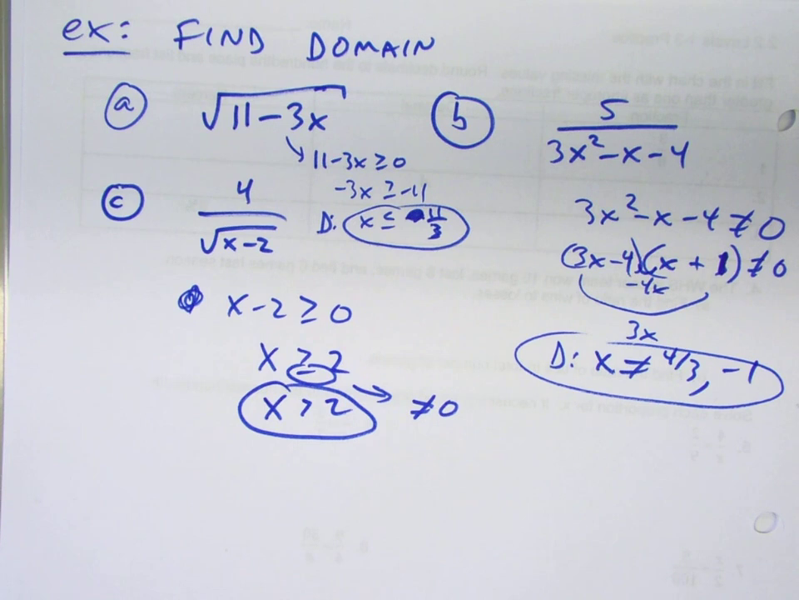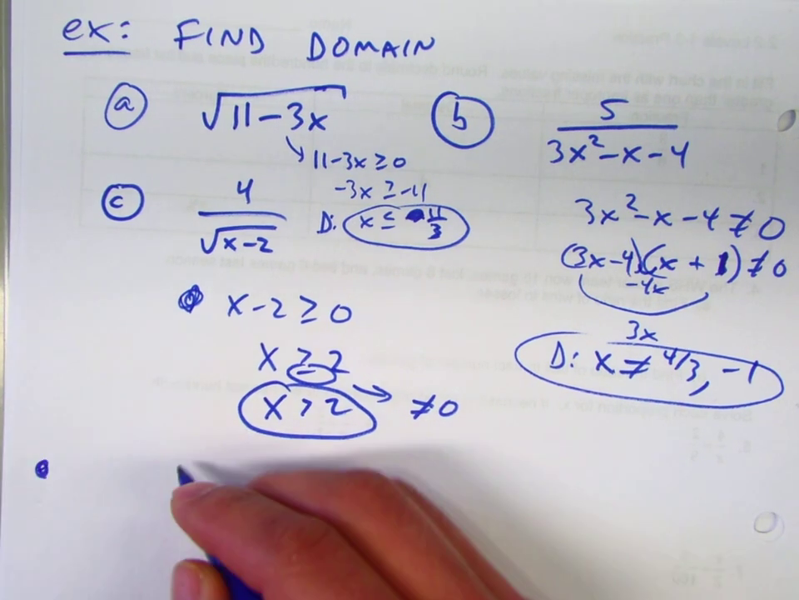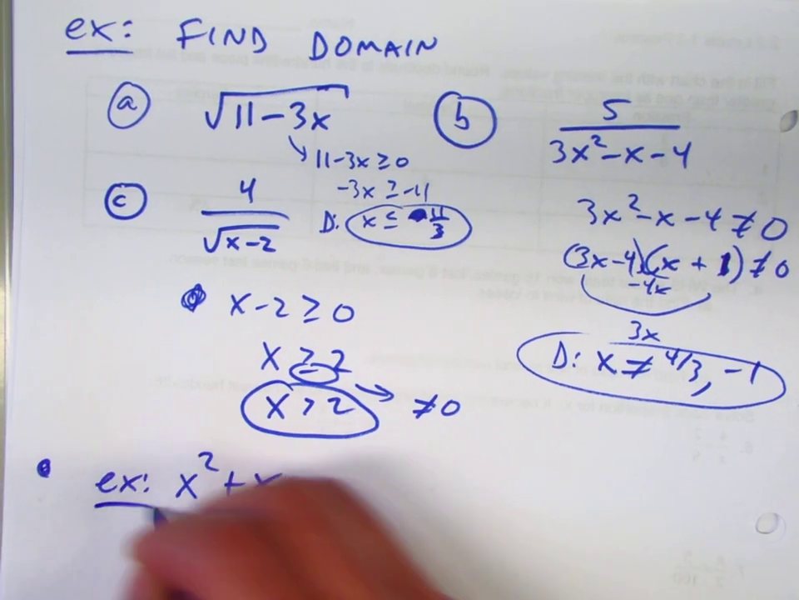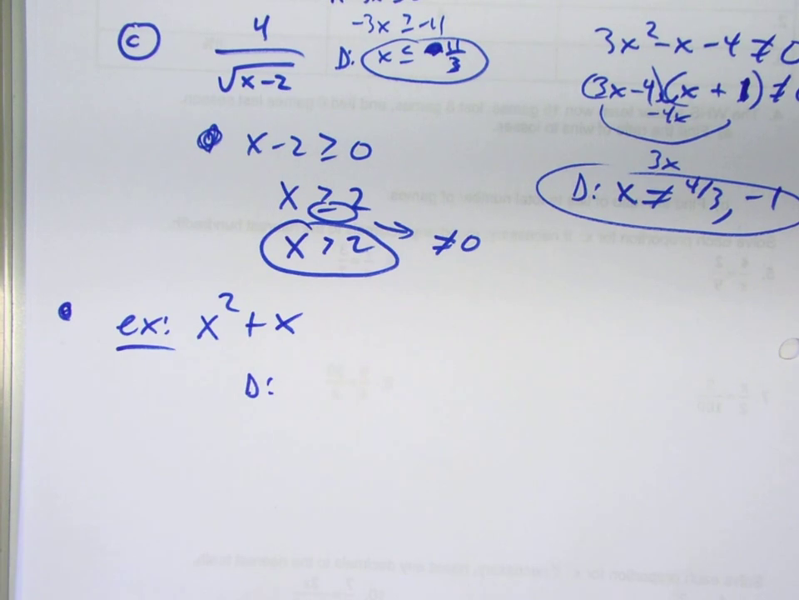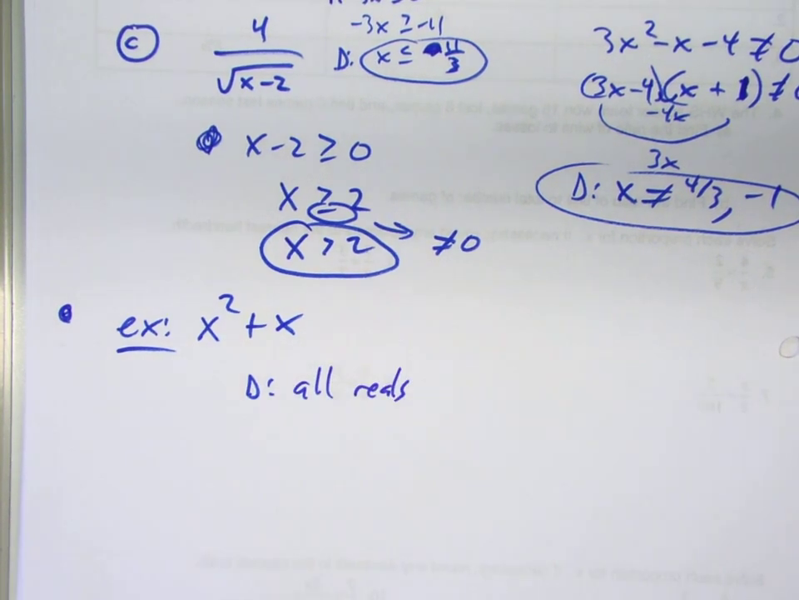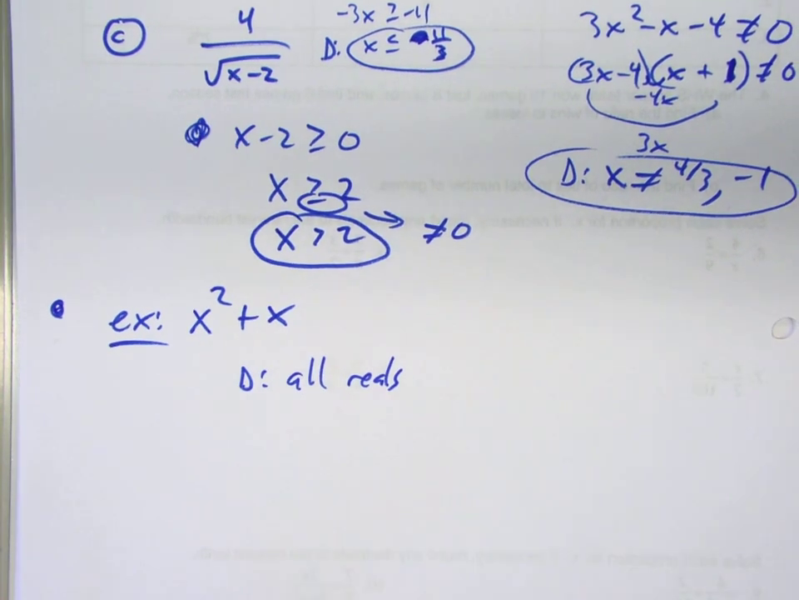Okay. If I gave you other problems, like x squared plus x, let's say, what would the domain be for this? All real numbers. Why? Yeah, we don't have a radical, we don't have a square or a fraction, so just assume it's going to be all real numbers if it's a normal polynomial or a linear or a quadratic or anything like that.